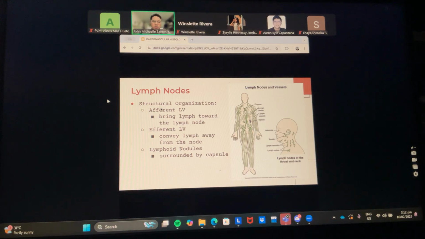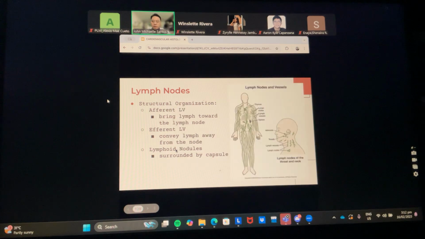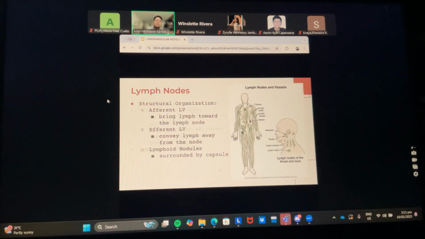Okay, so structural organization. You have your afferent lymph vessel. It brings lymph toward the lymph node, and then your efferent lymph vessel, which conveys lymph away from the node. Then you have your lymphoid nodules, which is comprised of your capsule. So ito yung afferent and efferent natin. Afferent, ibig sabihin papasok kasi nga letter A mas nauna sa E. So A, afferent, papasok sa lymph node, and then efferent, palabas naman sa lymph node.